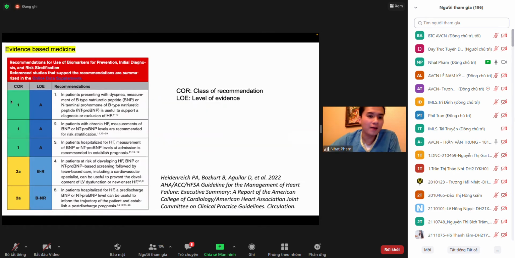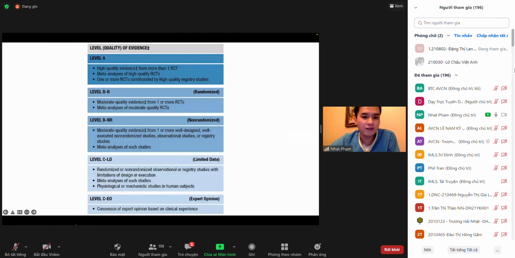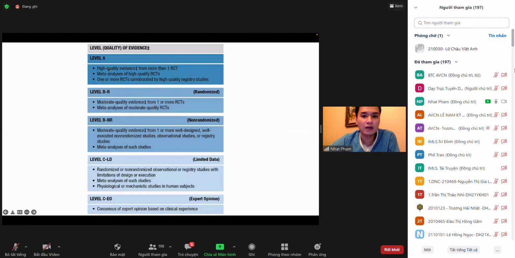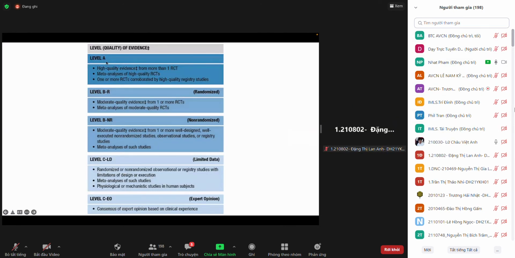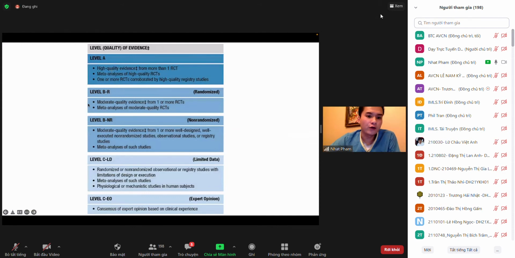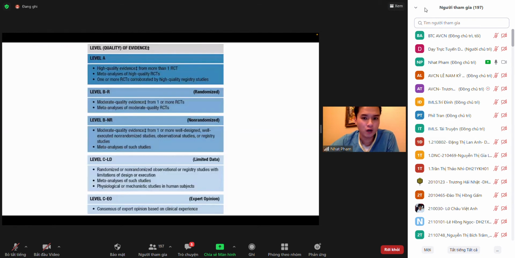At the same time, when you look at everything, you're going to see that one column is about the class of recommendation. The other column is about the level of evidence. We have different levels of evidence: level A, B-R, B-NR, level C. Level A means that the recommendation is taken from the results of multiple randomized clinical trials, more than one clinical trial, or from one meta-analysis.